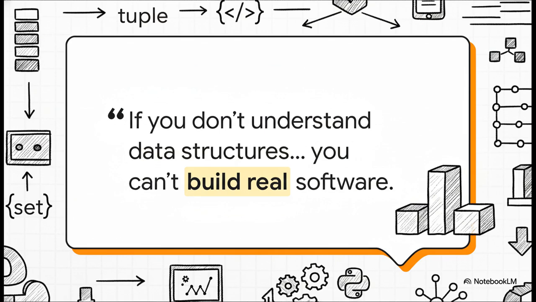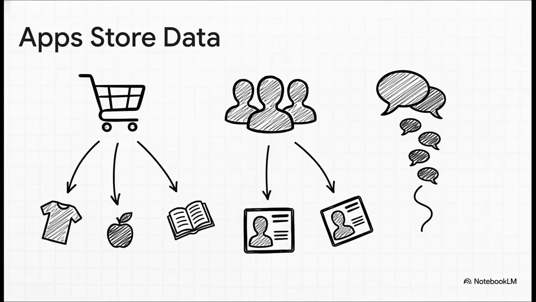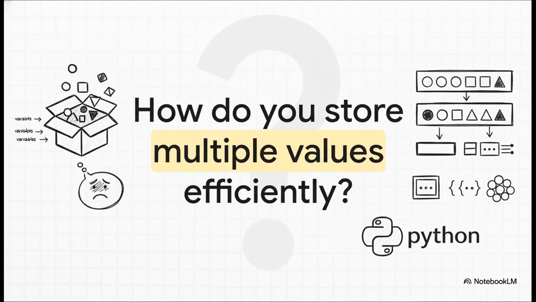It's literally non-negotiable. I mean, just think about it. Every single app you use, from a shopping site to your favorite social media, is all about juggling collections of data, right? It's got to handle products, users, messages. We're talking thousands, even millions of little pieces of information. So that brings up a really big question. How in the world do programmers handle all this data without making a total mess? I mean, there's got to be a better way than making a new variable for every single item, right?